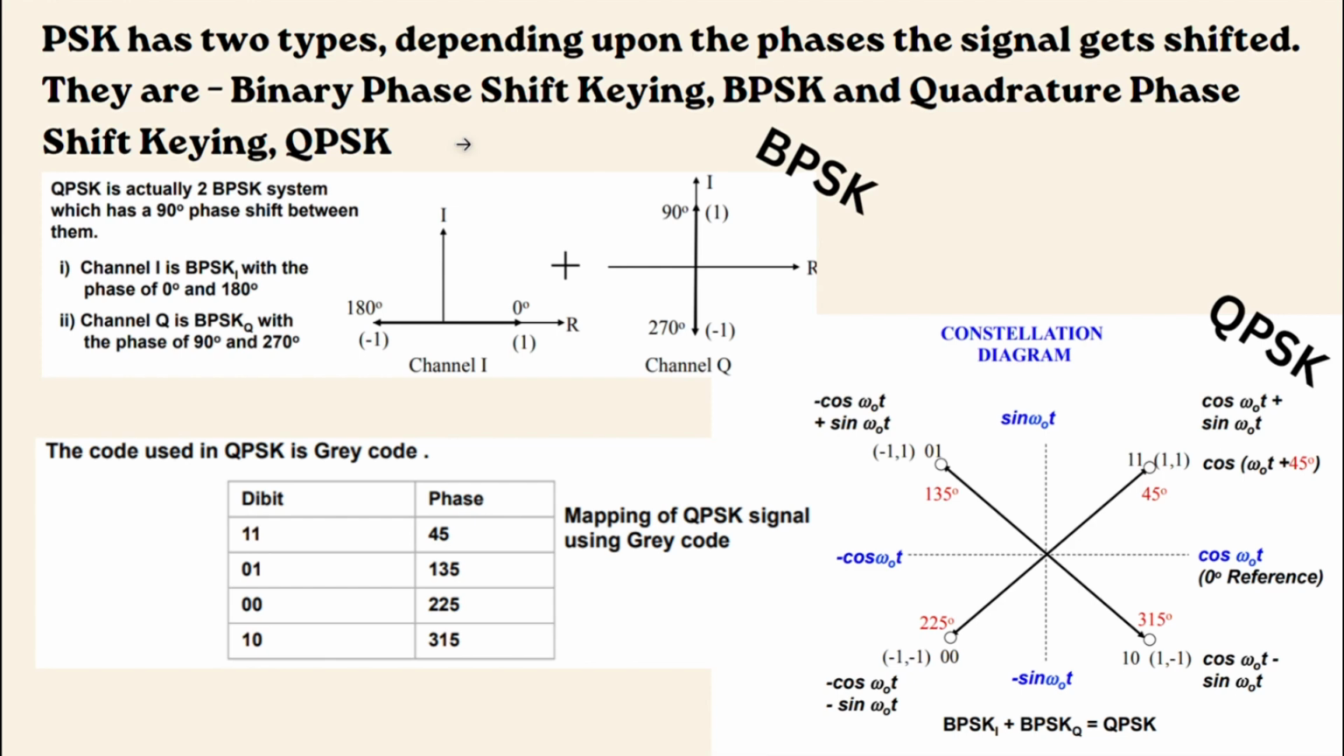The table below shows mapping of QPSK signal using gray code. QPSK consists of two BPSK systems which have a 90-degree phase shift between them. Channel I with a phase of 0 and 180. Channel Q with the phase of 90 and 270. In the constellation diagram, there is a combination of BPSK channel I and Q. Note that the QPSK spectrum is half of that of BPSK with the same bit rate.